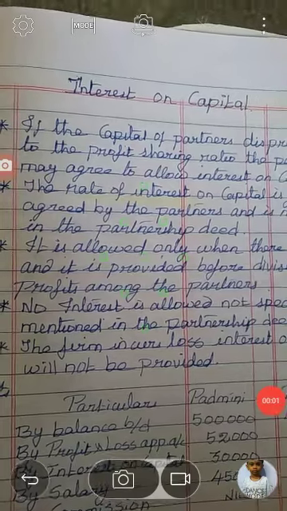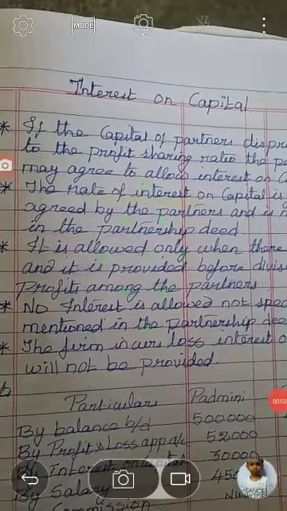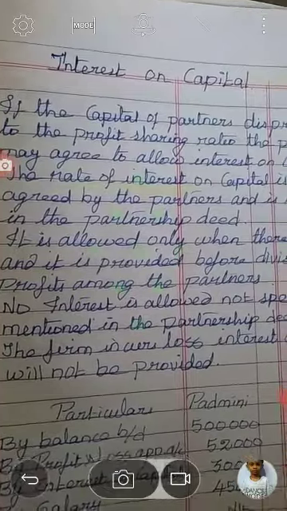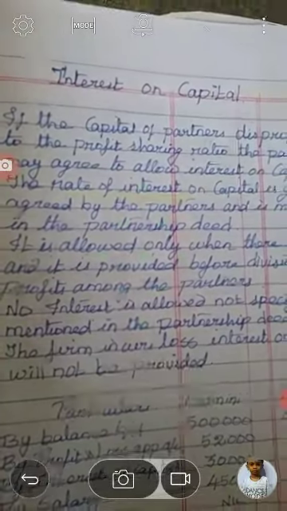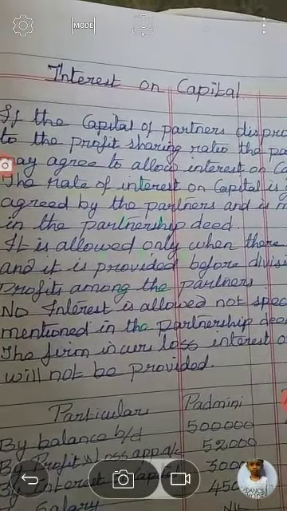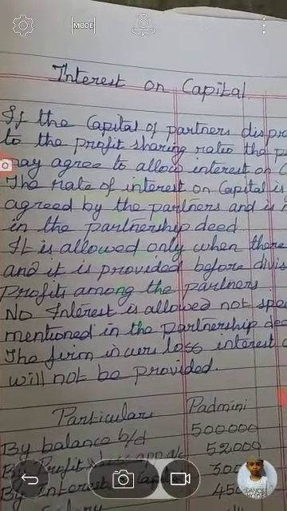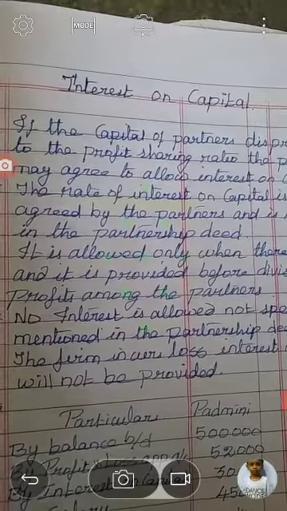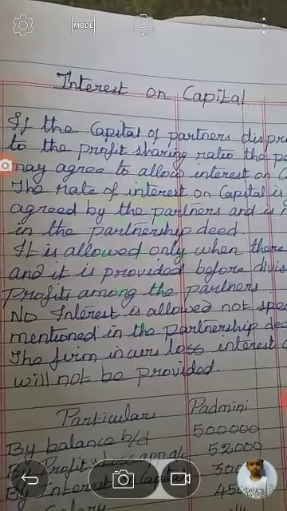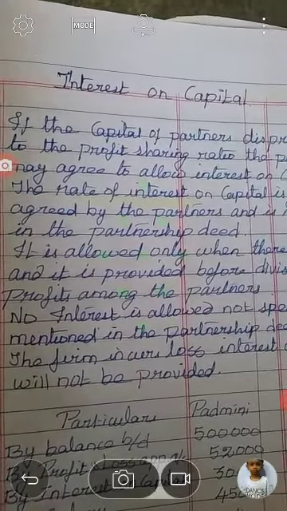Morning students. Today we are going to discuss interest on capital. We have already discussed how the capital accounts are prepared in the previous class. Today we are going to discuss how the interest on capital is to be calculated. It is a 2-mark or 3-mark sum.